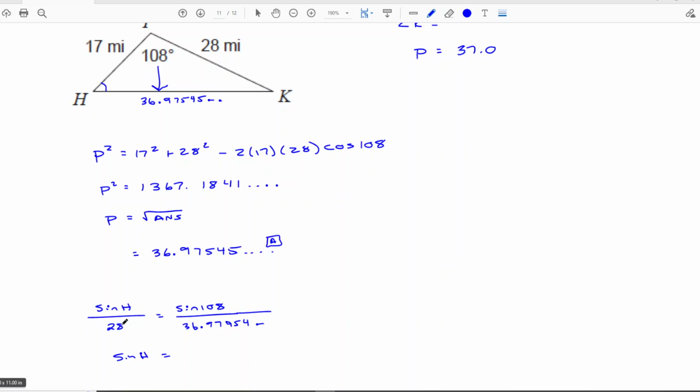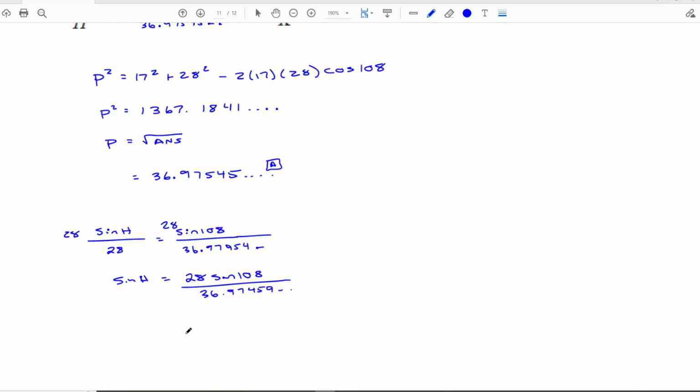So to plug this in, I'm doing 28 times the sine of 108. Maybe I should put down what I'm putting into my calculator so you guys can see. So I'm typing into my calculator 28 times the sine of 108, and then I'm dividing by 36.97454, or recall A or answer. Okay, so we should get 0.72019. Now to solve for H, I'm going to take the inverse sine of that answer.